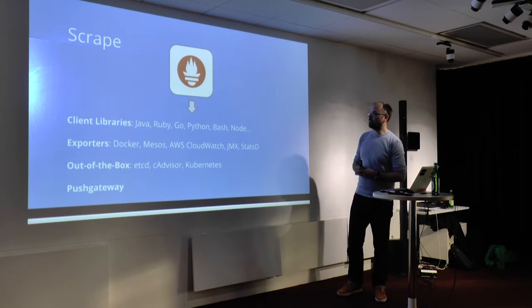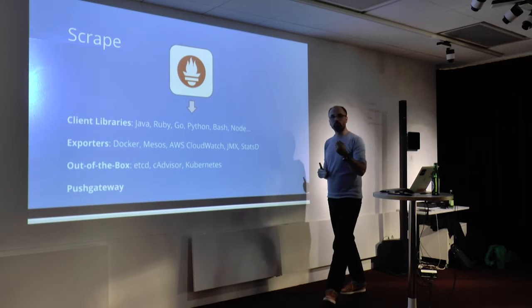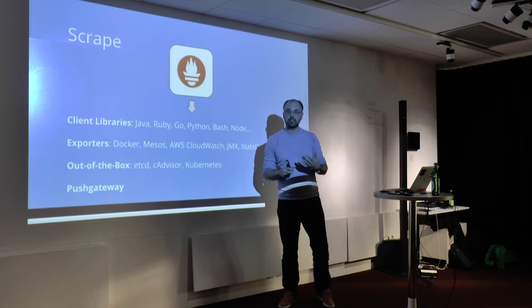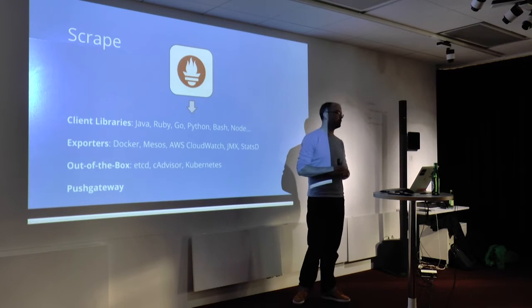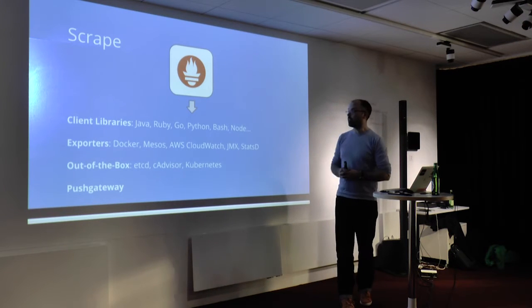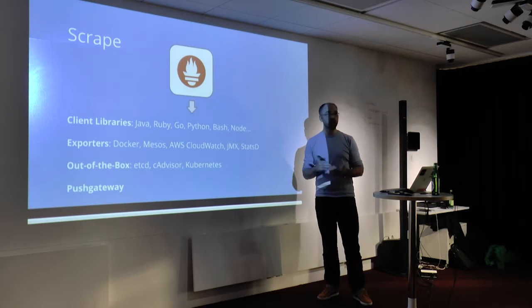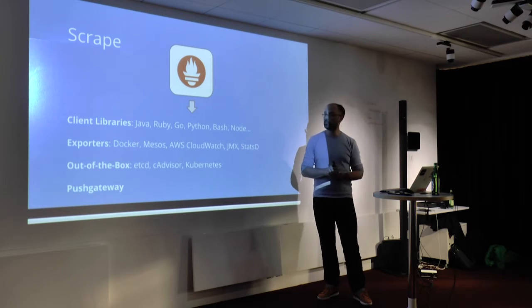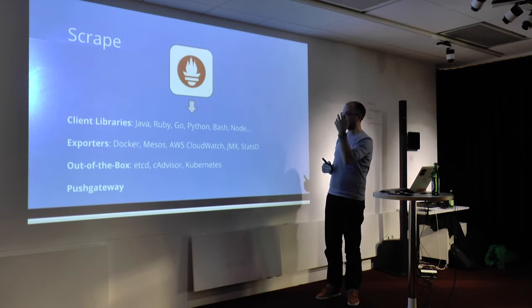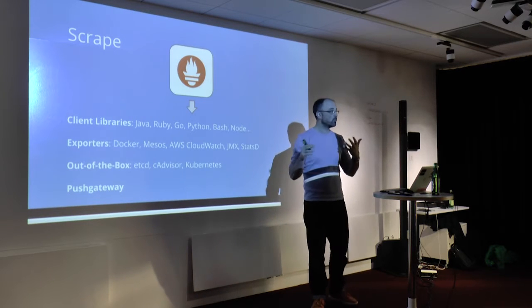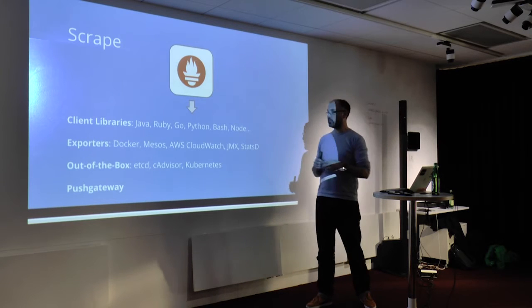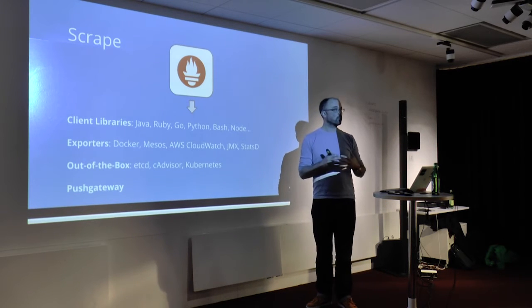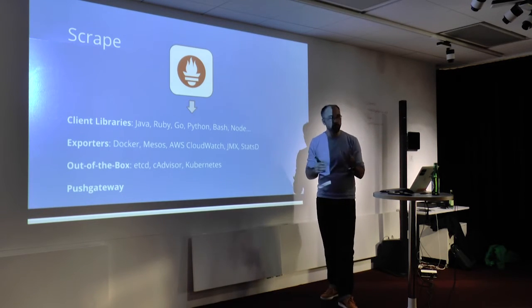sources. What's different from Prometheus to Graphite or Influx is that you don't push metrics into Prometheus, but Prometheus scrapes metrics from different targets. The targets can be your application that is instrumented with a language library. So they have language libraries for Java, Ruby, Go, Python, Bash, Node. It's growing. It can be just a runtime that has an exporter, or some third-party exporter.